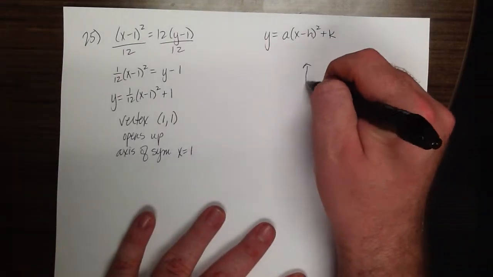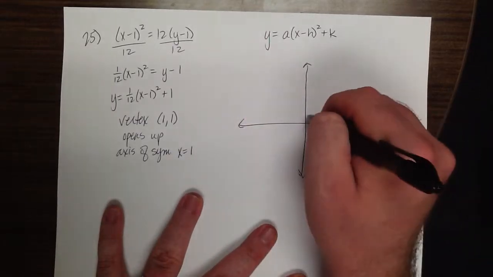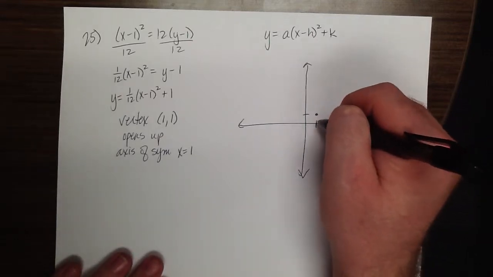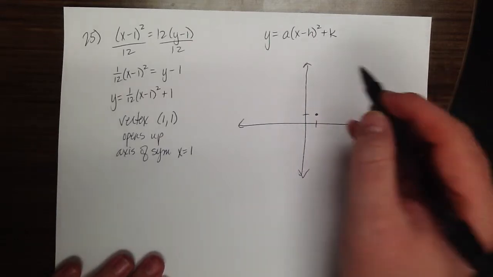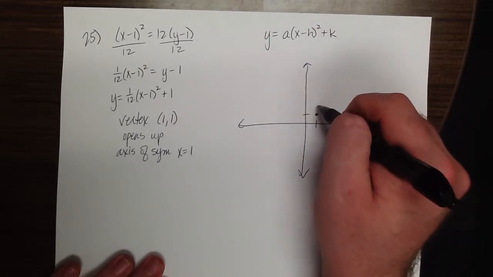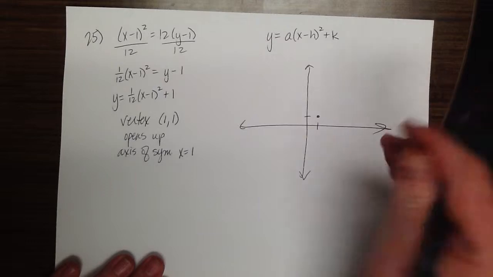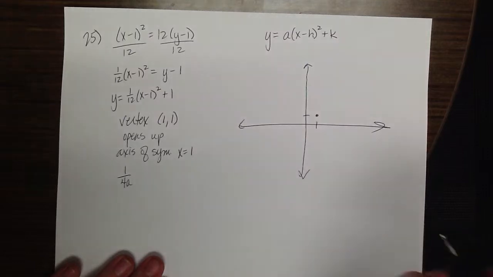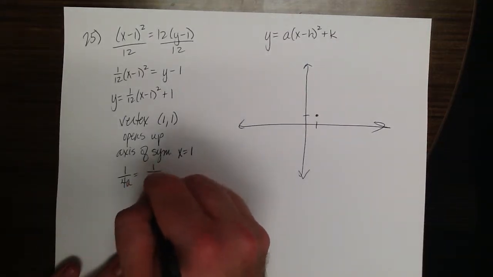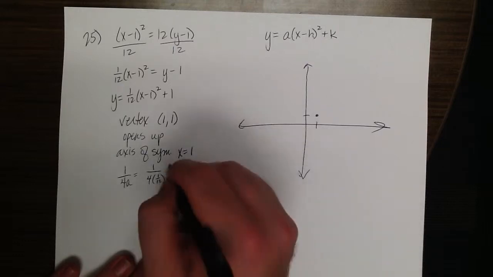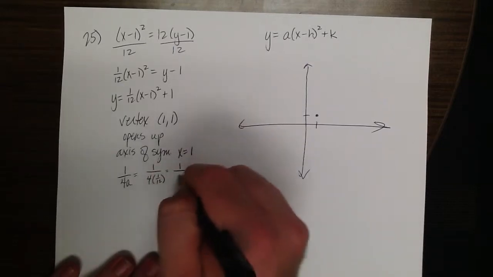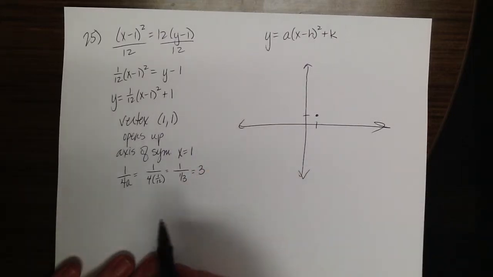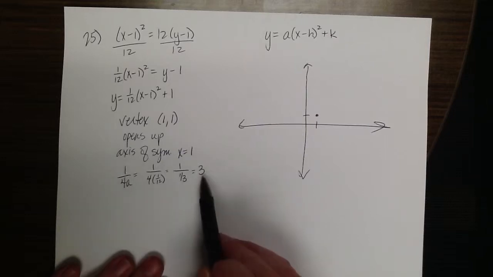So when you go over here to graph it, (1, 1) is your vertex. Okay? You're going to go up and down to find your focus and your directrix. Now since it opens up, the parabola wraps around the focus. So the focus is going to be above, the directrix is going to be below. Now how much up and down you go is 1 over 4a. So 1 over 4a is 1 over 4 times 1/12, which is 1 over 4/12, which is 1/3, and 1 divided by 1/3 is 3. So the focus and the directrix are up and down 1 over 4a, which is 3.